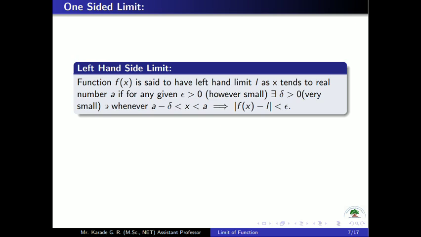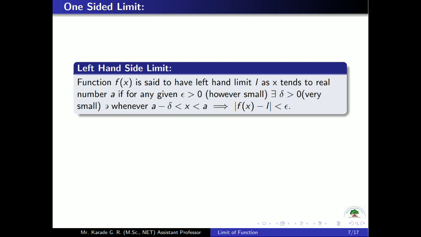First of all, we define left hand side limit. Function f of x is said to have left hand limit L as x extends to real number a if for any given epsilon greater than 0 however small there exists delta greater than 0 very small such that whenever x is greater than a minus delta and less than a, this must imply mod of f of x minus L less than epsilon.